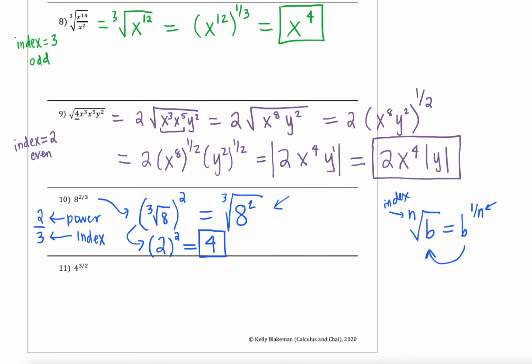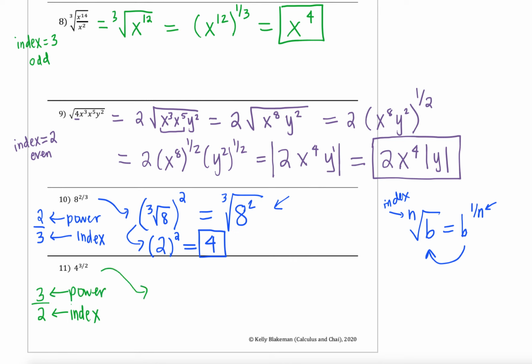Now example 11 is similar. We have 4 to the 3/2 power. So here our power is this 3 over 2. Which one of these is the index? Is the 3 the index, or is the 2 the index? In this case, the 2 is the index, since it's in the denominator of the fraction. That's what makes it the index. And the 3 is actually the power.